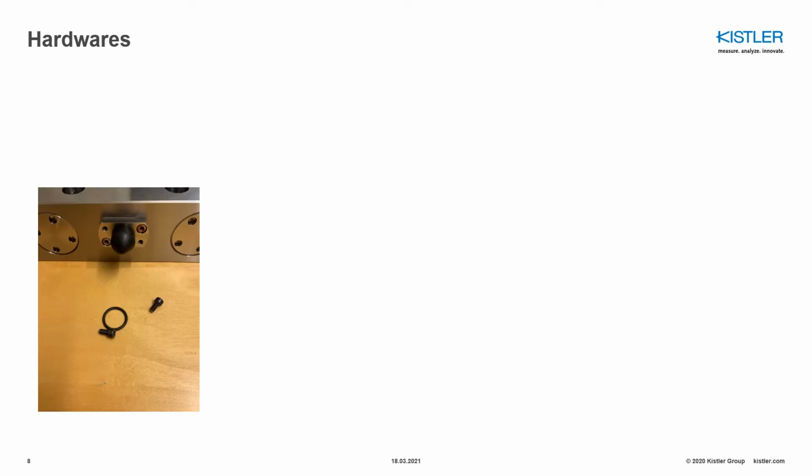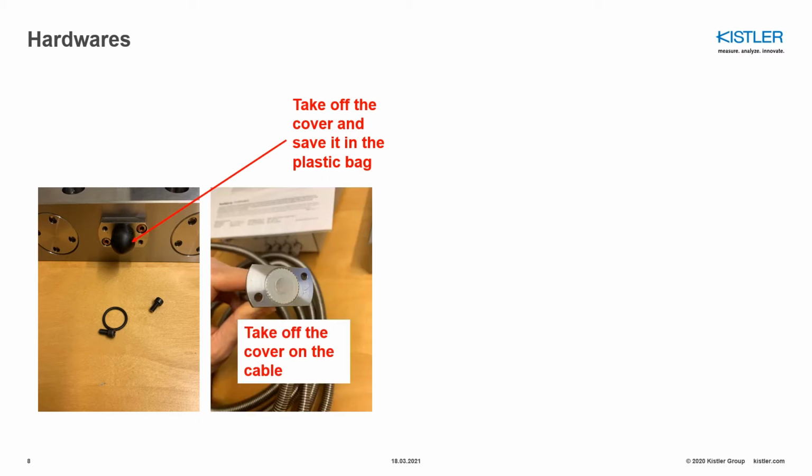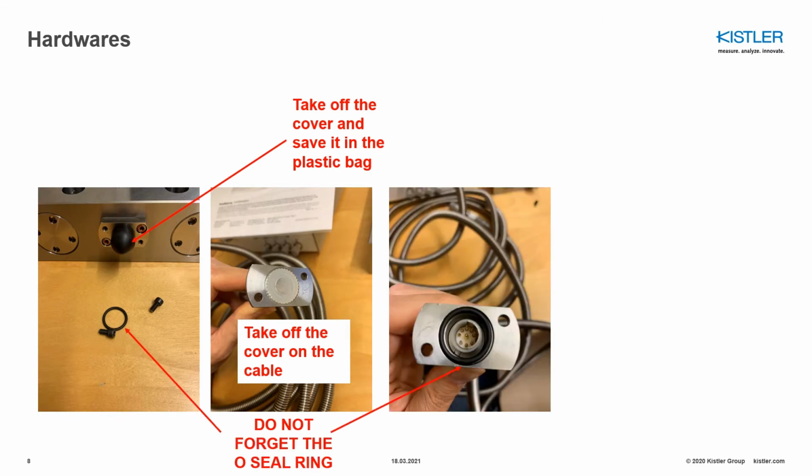We can start with unplugging the cover from the dynamometer. You will need the 2 screws and the O-seal. And then we start with taking off the cover, and save it in a plastic bag. We take the cable end that is suiting the dynamometer, take off the cover on the cable, and we put the O-seal. As I said, this is a very important part because this inhibits the cutting fluids and humidity and so on from entering the cable, which can destroy the cable and affect the measurement. So do not forget the O-seal ring.